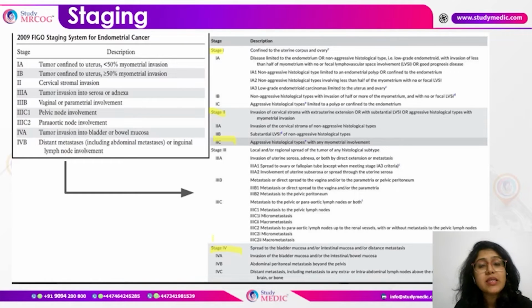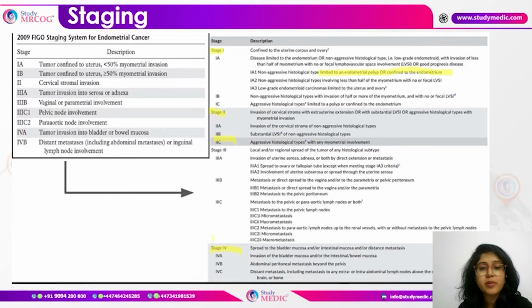Remember, stage 1 is confined to the uterine corpus and ovary, that is, the disease is limited to the uterus. Stage 1A is disease limited to the endometrium. Earlier it was less than 50% myometrial invasion, but here it is disease limited to the endometrium, or of non-aggressive histological type with invasion of less than half of the myometrium, with no or focal lymphovascular space invasion, or good prognosis disease. So what is 1A1? 1A1 is if the disease is limited to an endometrial polyp or the endometrium.